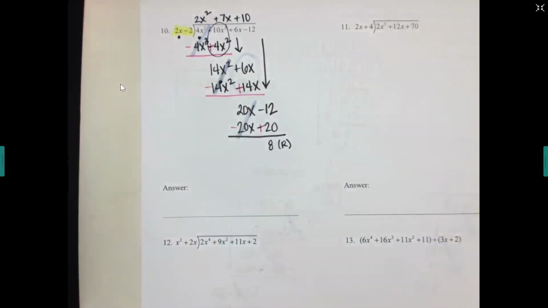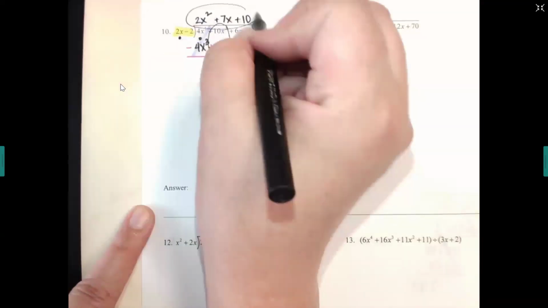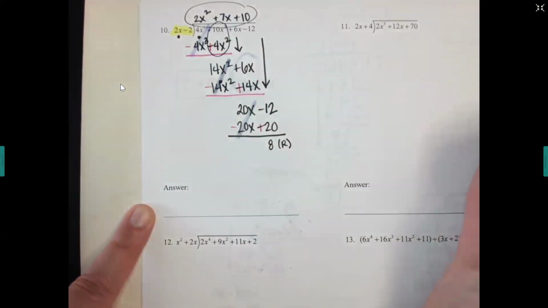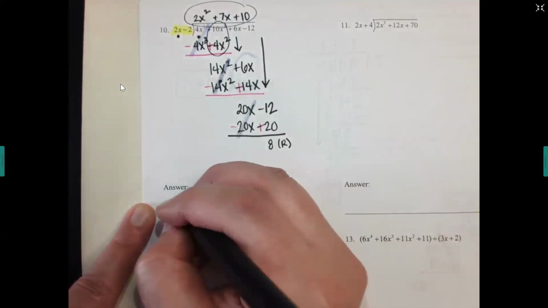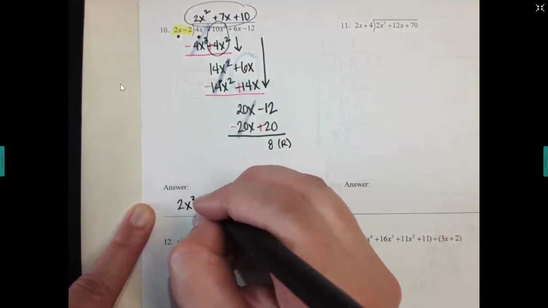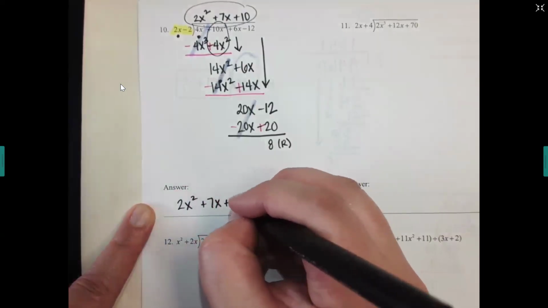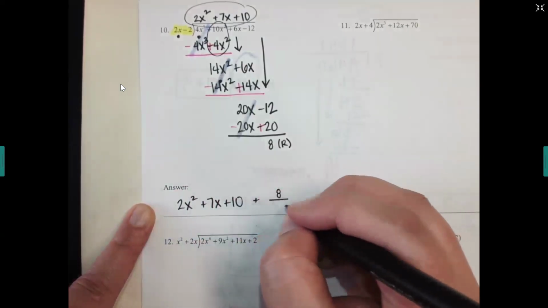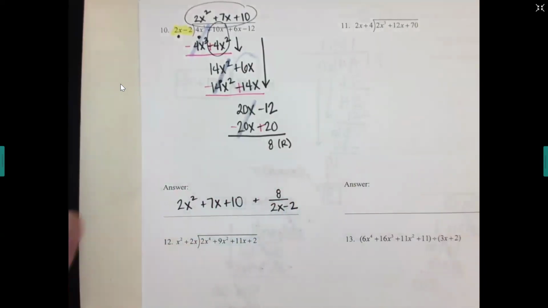Remember, it's this stuff from the top plus remainder over divisor. Will it always not have an x in the remainder? You could have an x in the remainder, it just depends. So it'd be 2x squared plus 7x plus 10 with a remainder of 8 over 2x minus 2.